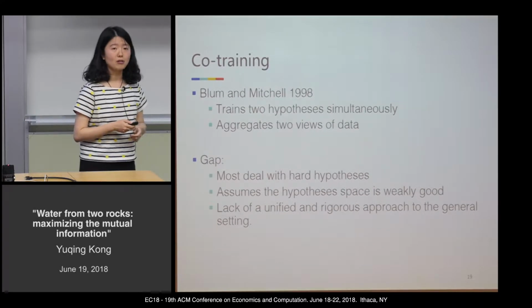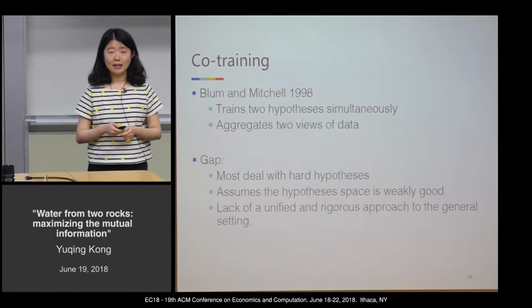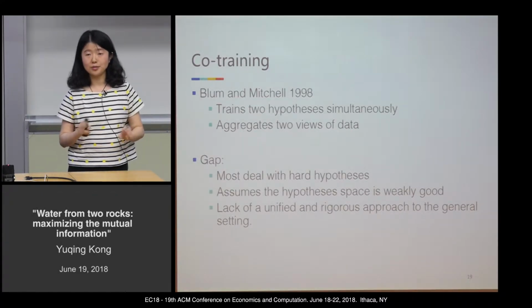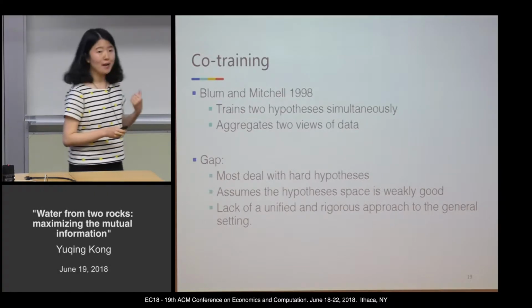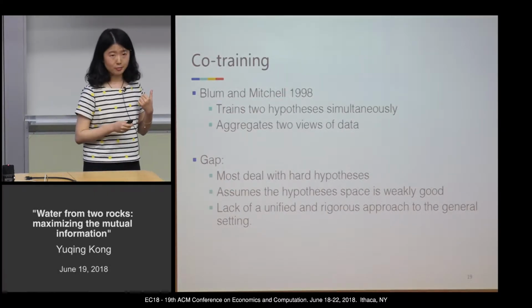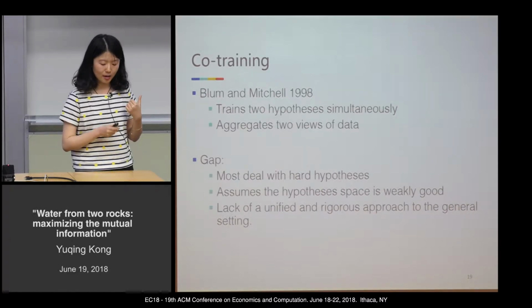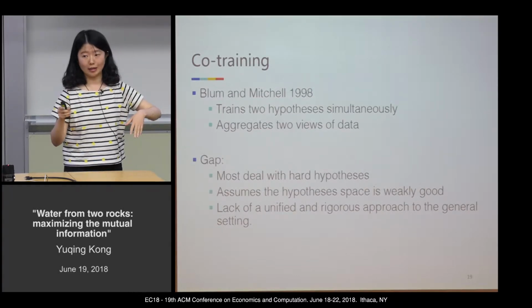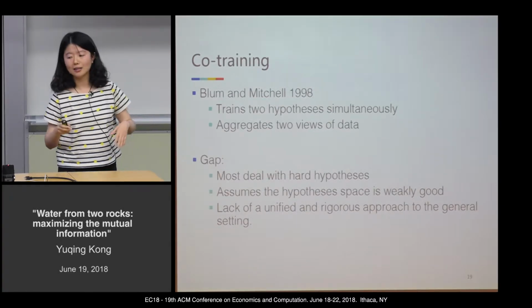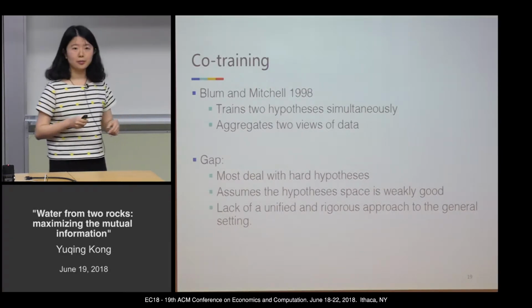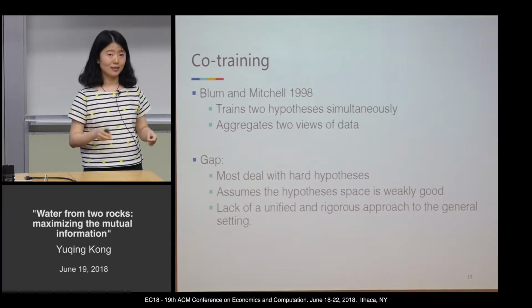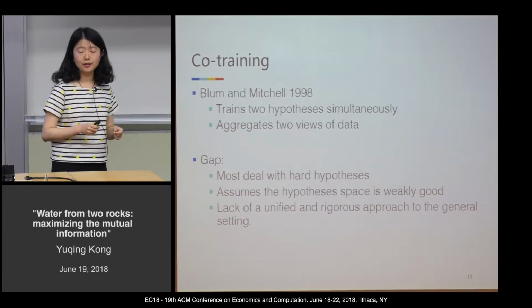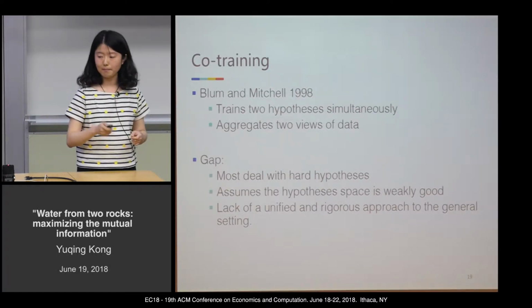This problem was proposed by Blum and Mitchell in 1998. Their motivation was to aggregate 2 views of data and train the 2 predictors, 2 hypotheses, simultaneously. The gap in this literature is that most co-training work only deals with hard hypotheses. Hard means that it takes the feature as input but only outputs a discrete signal, and soft means non-hard. Also, they usually assume the hypothesis space, the predictor candidates, is already weakly good. Moreover, they lack a unified and rigorous approach to the general setting.